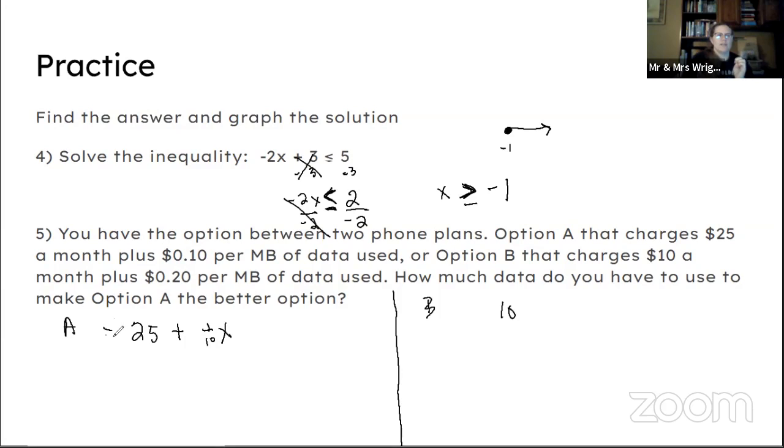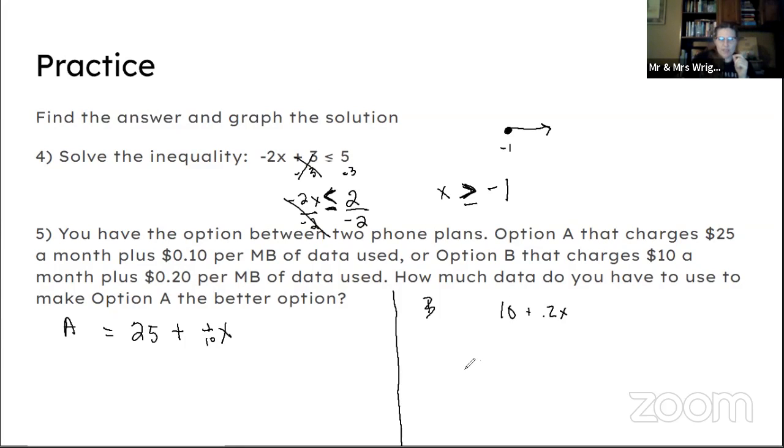So we'll put A equals 25 plus 0.1x. Option B charges $10 a month plus 20 cents per megabyte of data used, plus 0.2x. Or if you don't like decimals, you could put 2/10. All right, so how much data do you have to use to make option A cost less? If it's a better option for us, it's going to cost less. So we want A to be less than B.